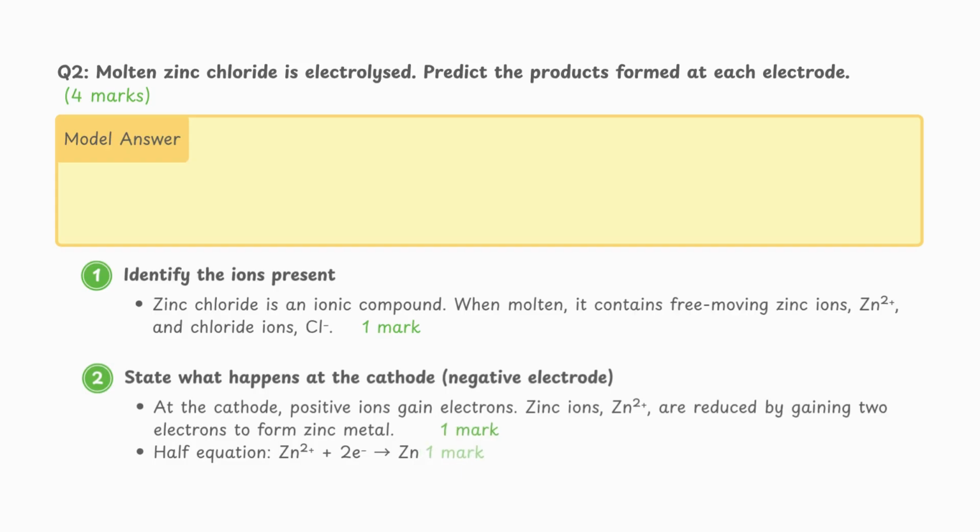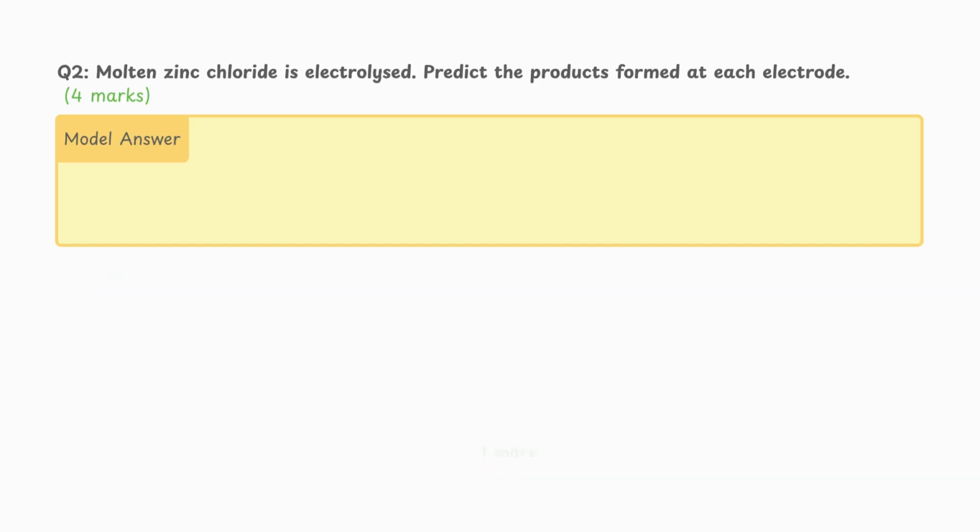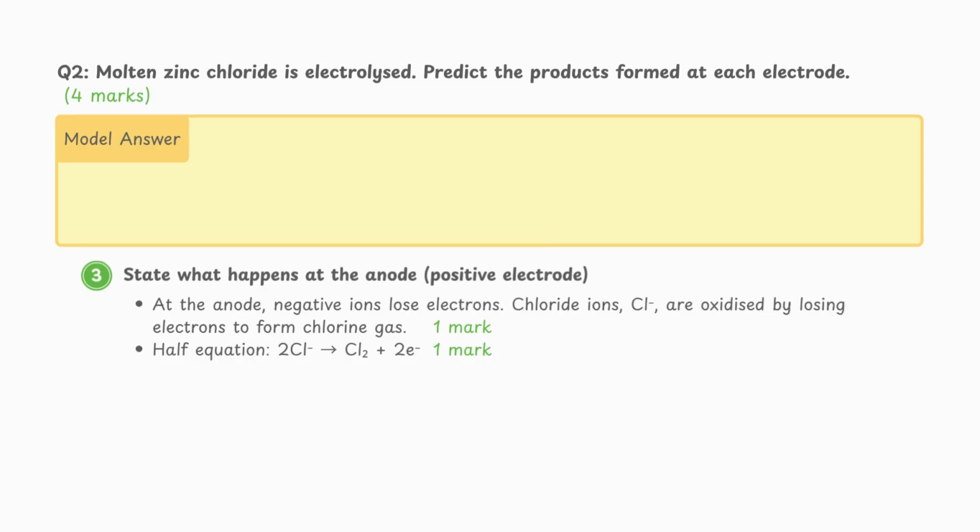Next, state what happens at the cathode, which is the negative electrode. Positive ions gain electrons at the cathode. Therefore, zinc 2 positive ions gain electrons and form zinc metal. Then, state what happens at the anode, which is the positive electrode. Negative ions lose electrons at the anode. Therefore, chloride negative ions lose electrons and form chlorine gas.